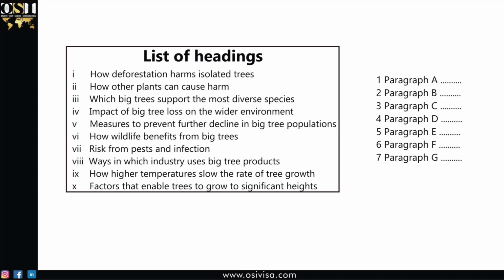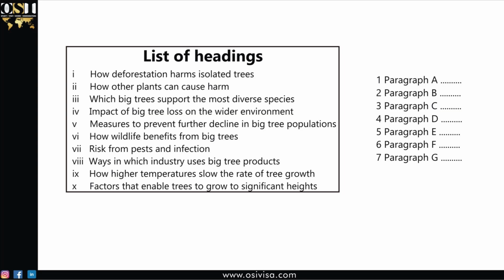So let's quickly take a look at these headings. The first one says how deforestation harms isolated trees. Now this one is a how question. It basically indicates that the paragraph should contain a process in which deforestation causes some effect on isolated trees. It harms them, it damages them. So again, I would like to remind you to keep your eyes open for synonyms as well. They may not use the exact words in the passage as they have in the list of headings over here.